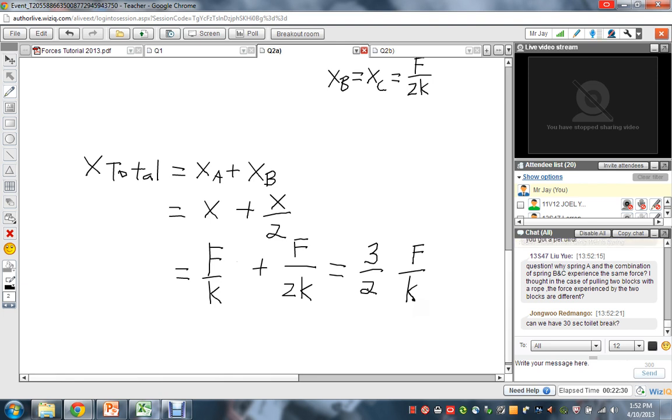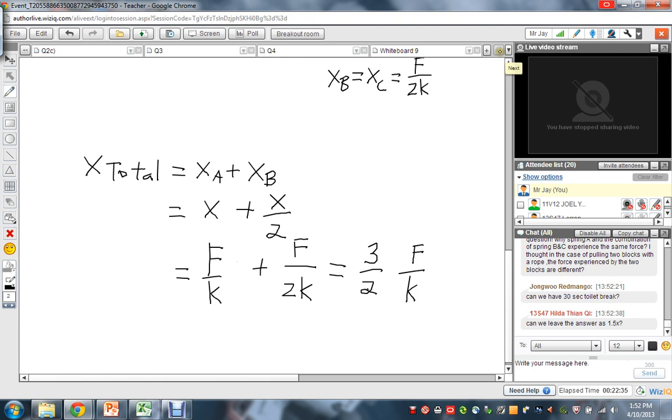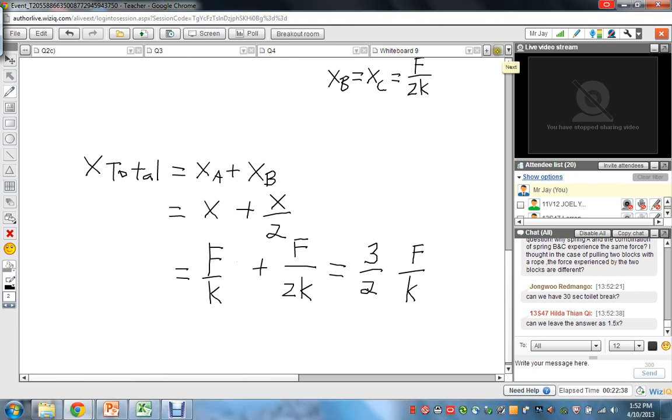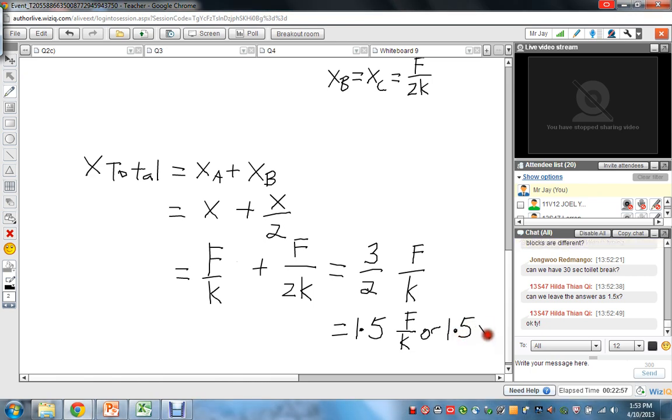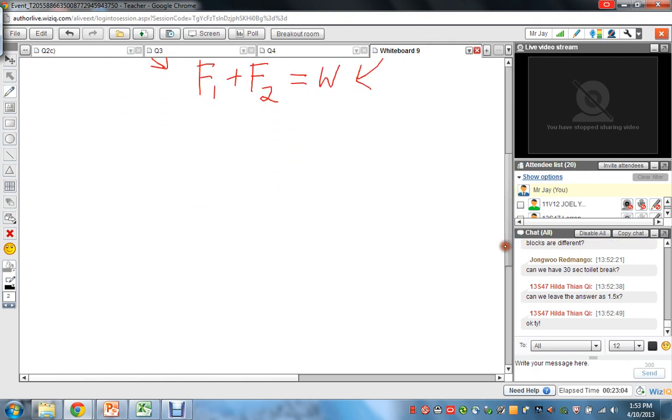Okay. Yeah, 1.5x, that's okay. Sorry, you were supposed to leave it as 1.5x or... Okay, what we're supposed to leave it as decimals. Or x is fine. Either is fine.